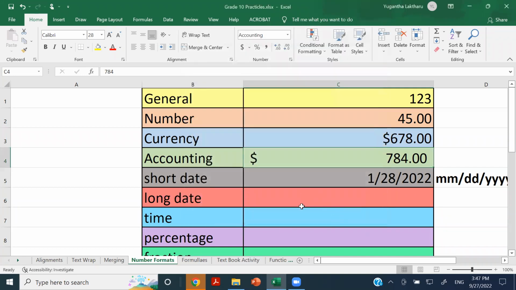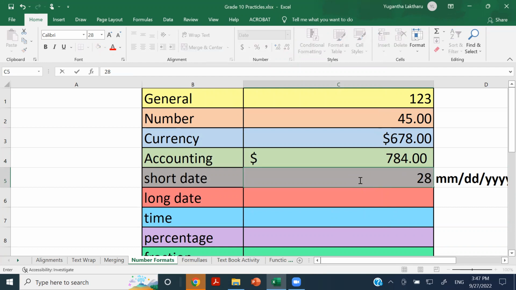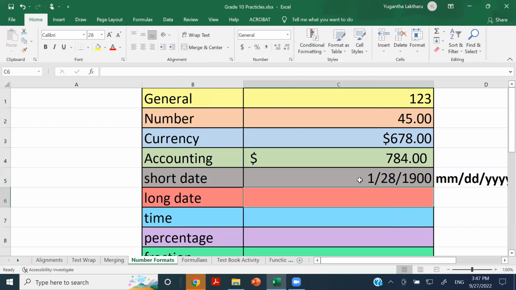Now look at it. When I type 28, it becomes 1/28/2022. If I just say 28, how is it going to be? 1/28/1900. And if I say 32, it becomes the 1st of February. So what is the technique?